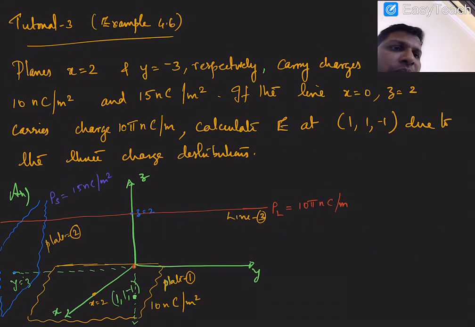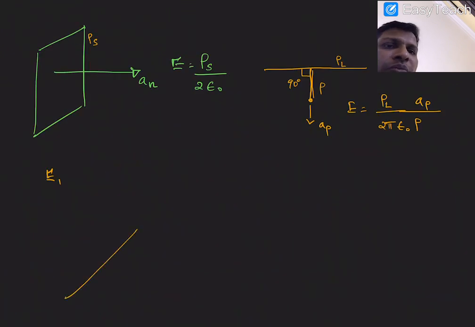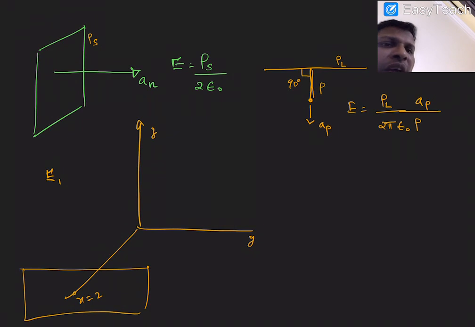Okay, that means the plate number 1. You can see the electric field due to the plate number 1, which is situated at x equal to 2. So this is your plate, this is y, this is z, and your point is somewhere here at 1, 1, and z equal to -1.